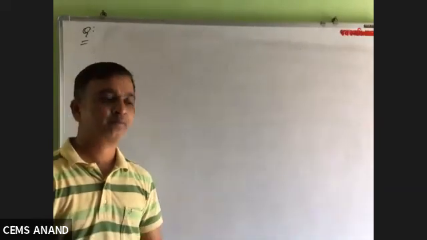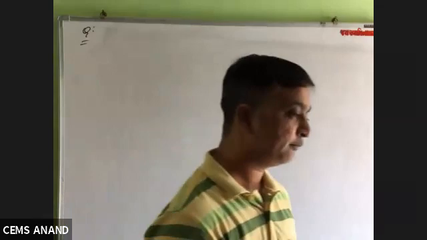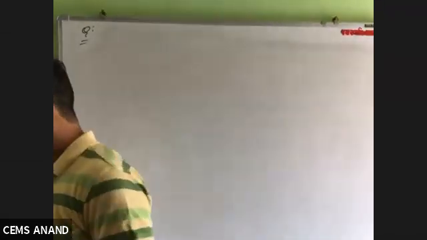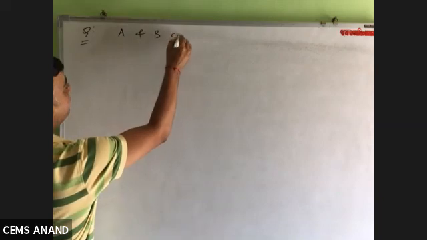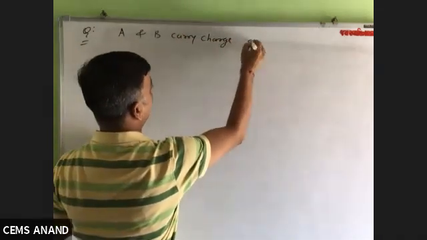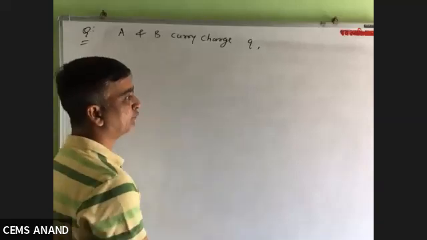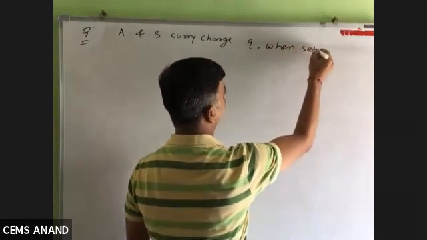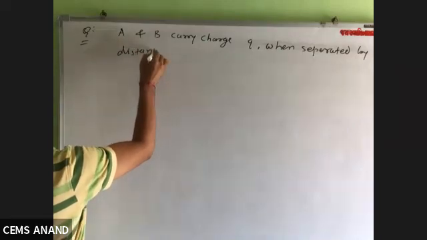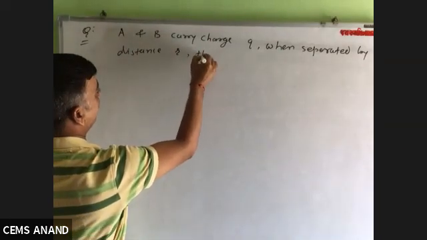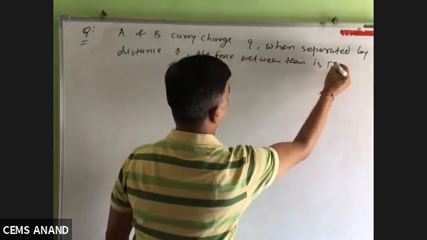Write down next question. Two identical metal spheres A and B carry charge Q. When separated by distance r, the force between them is F.